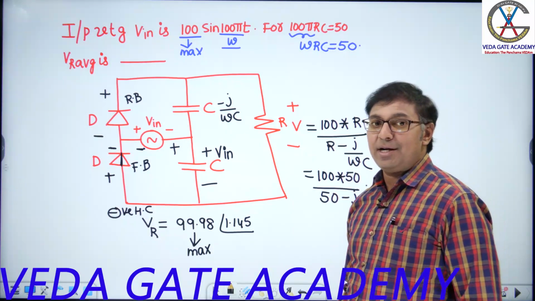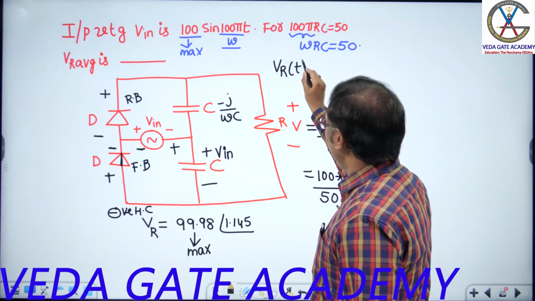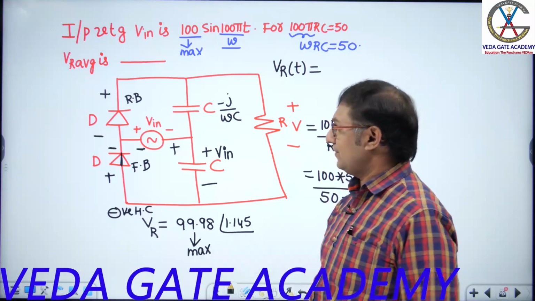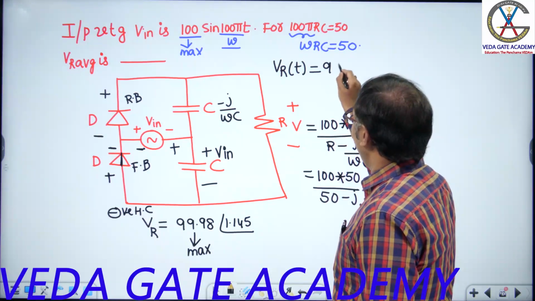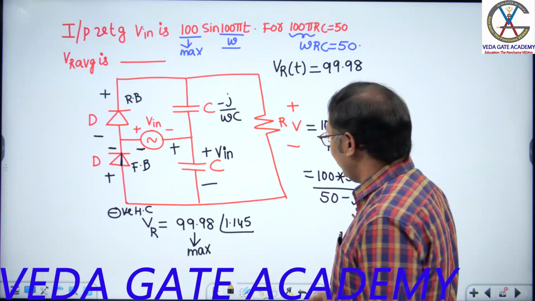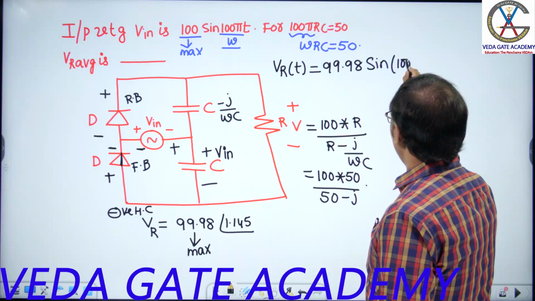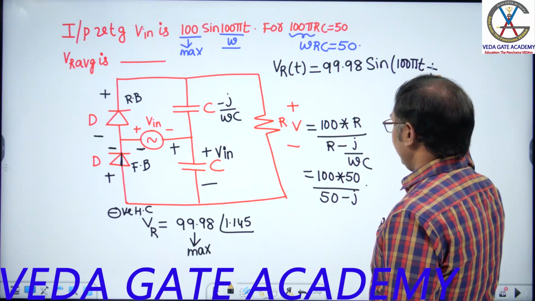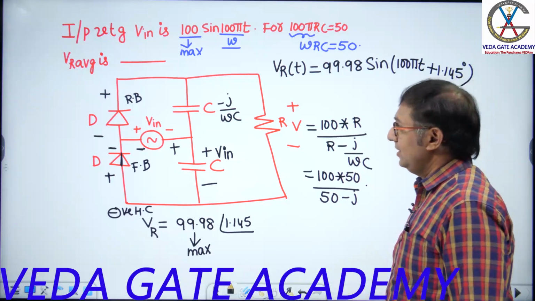Can you write it in trigonometric form? Total VR of t, I am writing in trigonometric form, for both the positive half cycle and the negative half cycle. If you ask me separately, I can write 99.98 sine of 100 pi t plus 1.145 degrees.